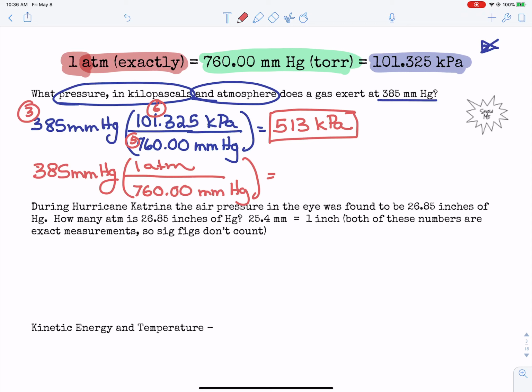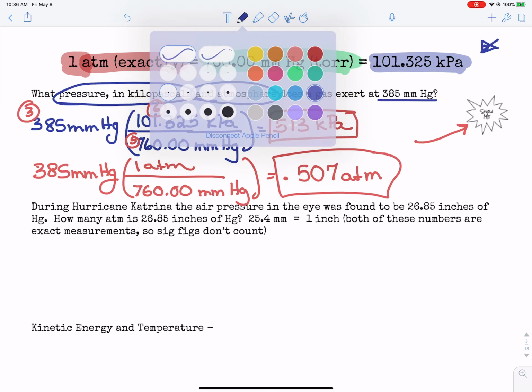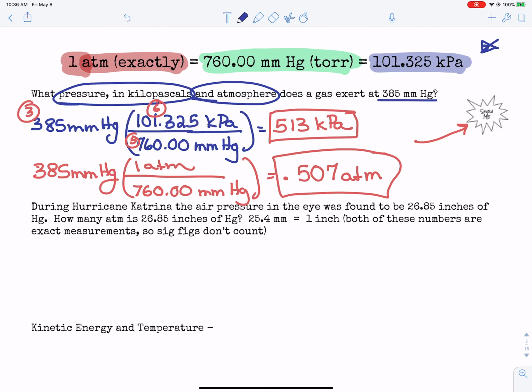385 divided by 760. And again, with three significant figures, my answer is going to be 0.50. It's 65, so I'm going to round it up to 7, and that's ATM, right? This is also in the Show Me's, which is in the Schoology materials folder, so you can see me explain it a little bit differently there.